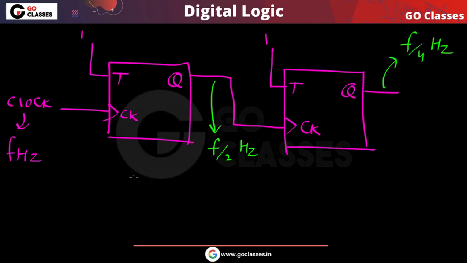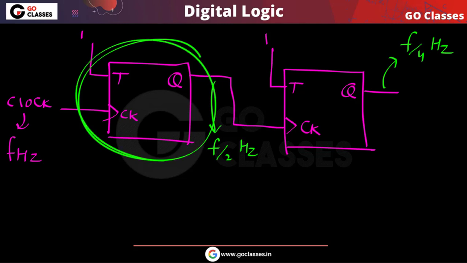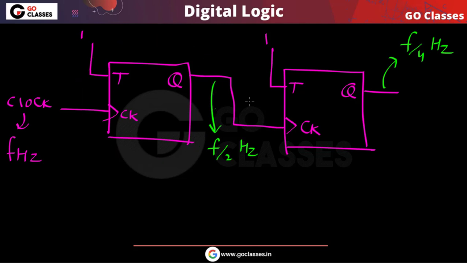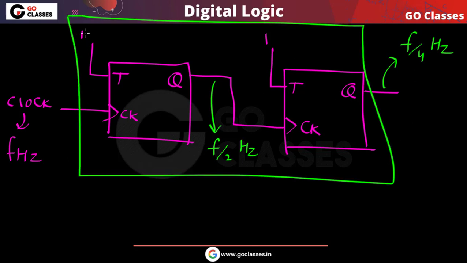Now let's also see the timing diagram, basically the waveform diagram. Let's assume that we have this circuit. There are two T flip-flops, and you can notice that the output of the first flip-flop is acting as clock for the next flip-flop. We have already seen that this circuit will divide the frequency by 4, because we have two flip-flops connected like this, so the output frequency will be f by 2 power 2, that is f by 4.